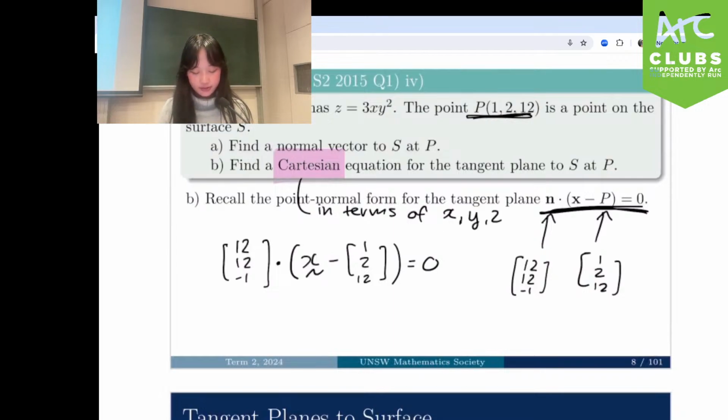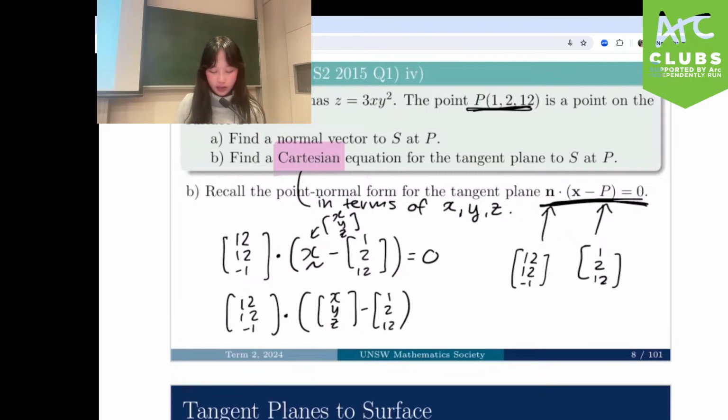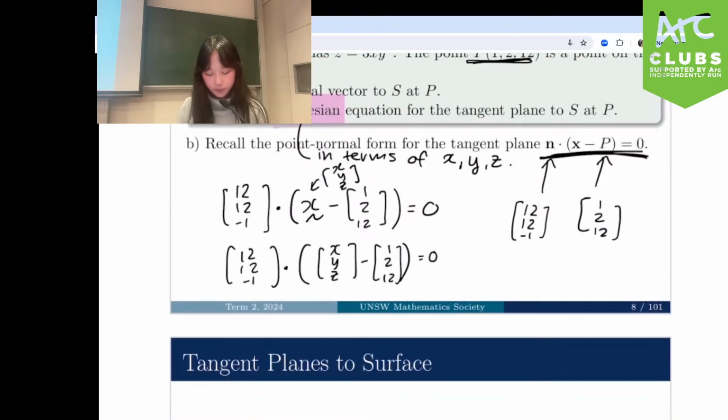X, y, and z. And we can do that very easily because we know that this vector is just a variable vector, and we can actually write it in terms of x, y, and z. So what we get here is something that looks like this. Okay, so how do we then get from this to Cartesian form? What we do is we just take the dot product. Okay, so it'll look like this.